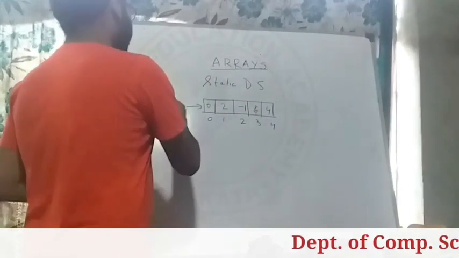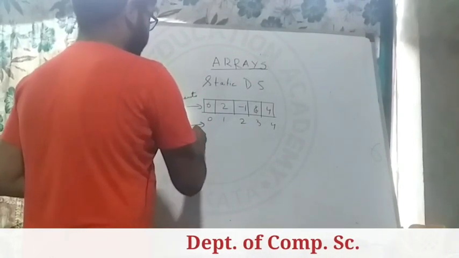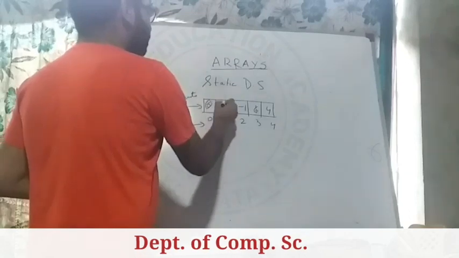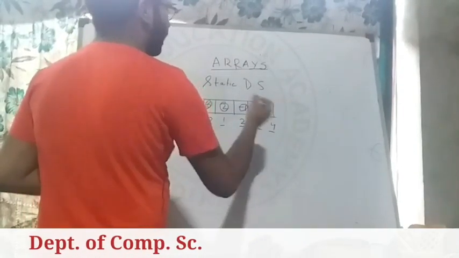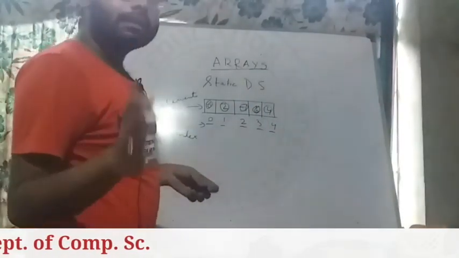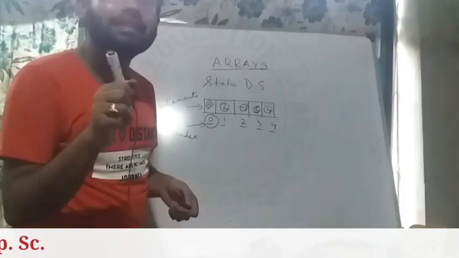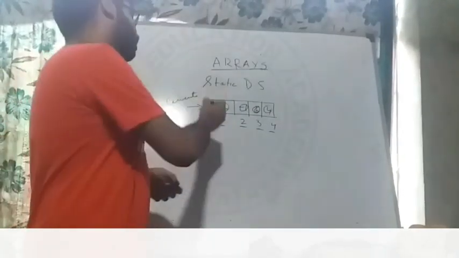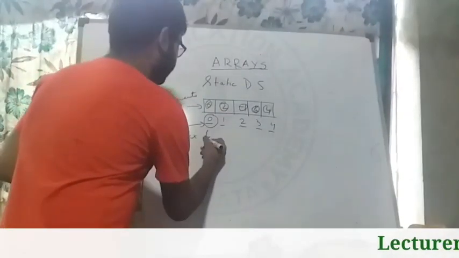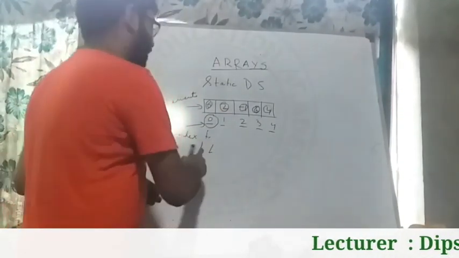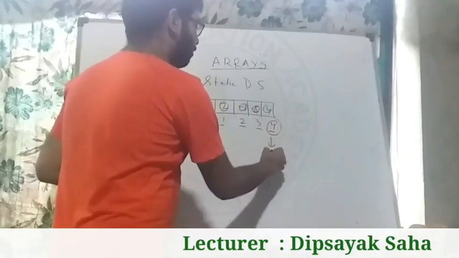These are the elements of the array and these are the index. Some points which we must keep in our mind: index always starts from 0. In computer science, the value of index always starts with 0, which means this is the lower limit of the array. LL means lower limit, and this is the upper limit of the array.